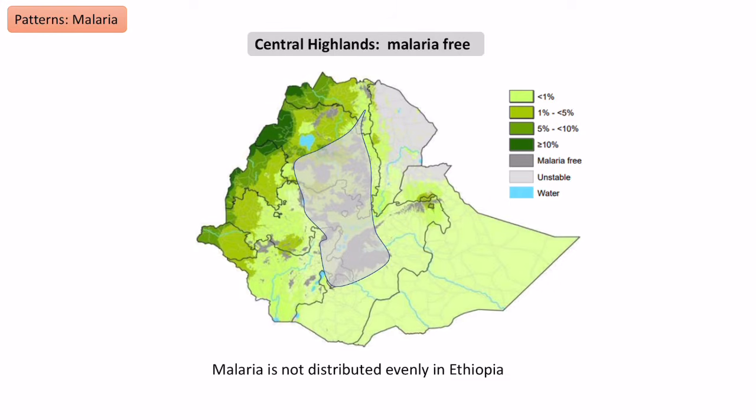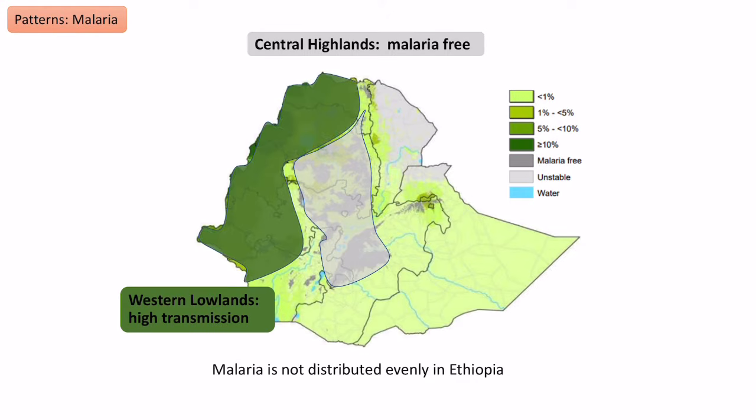In the Central Highlands, we get an area which is malaria free, and we'll look at the causes of that later. The Western Lowlands is where we get the highest transmission, and in Eastern Ethiopia, which is a mix of lowlands but also desert regions, we get very low transmission rates.